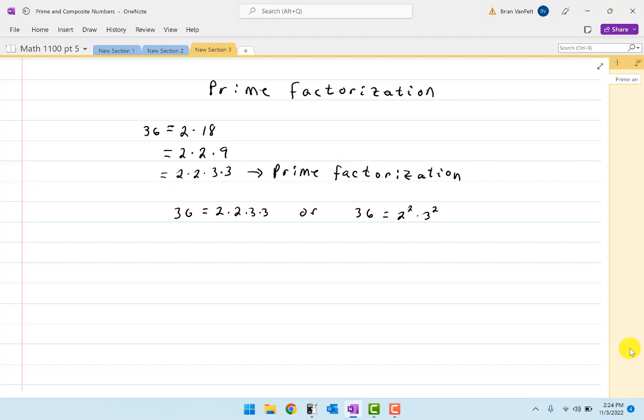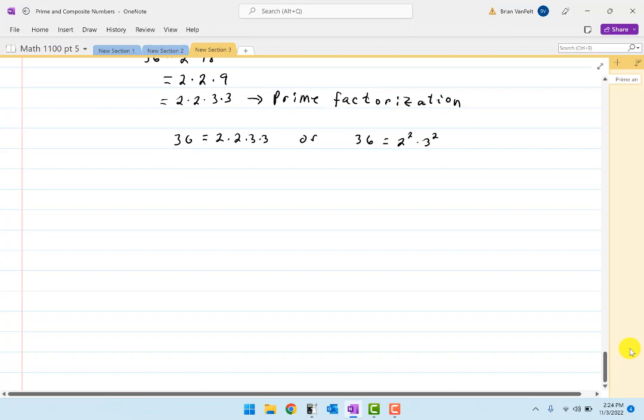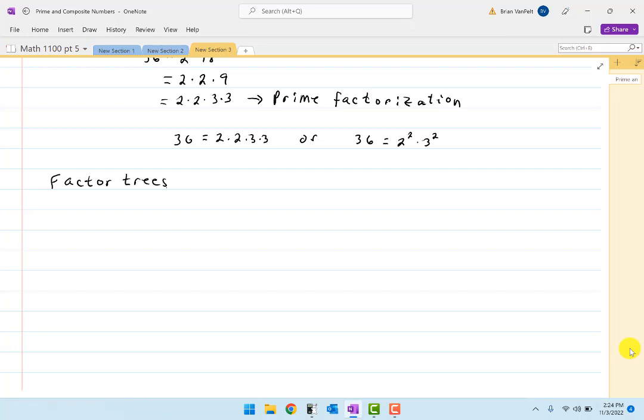I'm going to do that again, but I'm going to use something called a factor tree. You have almost certainly seen this before in your life, but here's the way I do them. I start with my number 36 that I want to break down into its prime factorization. First thing I notice is that it's even, so I'm going to divide it by 2. 2 is a prime, so I'm going to circle it. 36 divided by 2 is equal to 18.